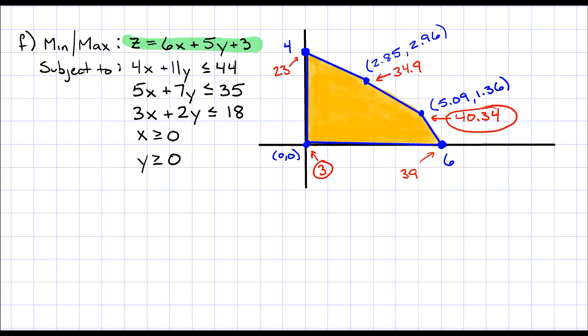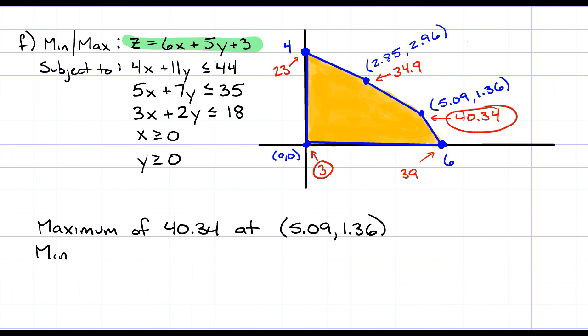So I need to summarize my answer. I get a maximum of 40.34, but I also need to state where it occurs. And the max occurs at 5.09, 1.36. And then my minimum is 3, and it occurs at the point 0, 0.